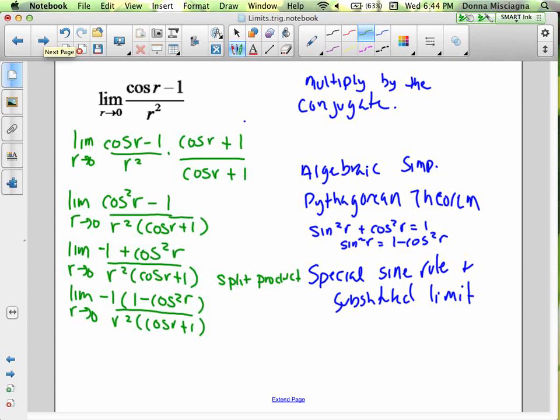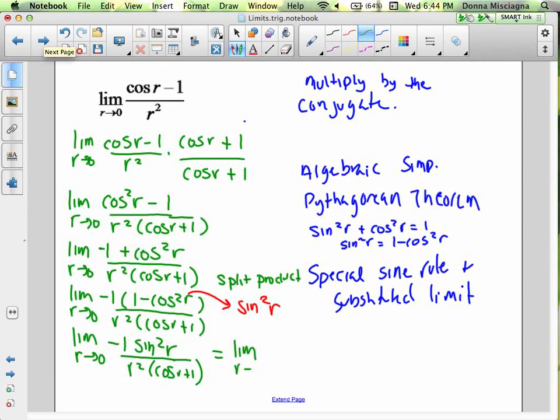Now we can replace this part right here, 1 minus cosine squared r, with sine squared r. We're going to split this product. Let's rewrite and split at the same time, because we're going to run out of space. We've got the negative, and I'll just write it as negative 1, with sine squared r over r squared times cosine r plus 1. Now we're going to split it because it's a product. The sine squared r and the r squared go together. This is our last step before we substitute. The limit as r goes to 0.